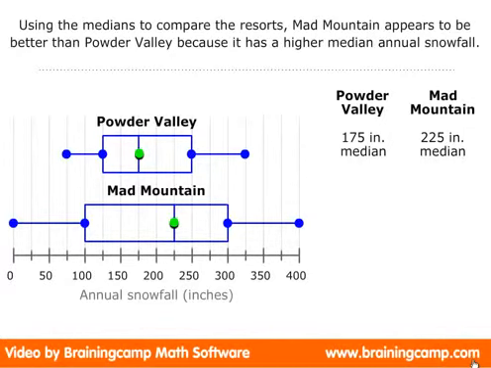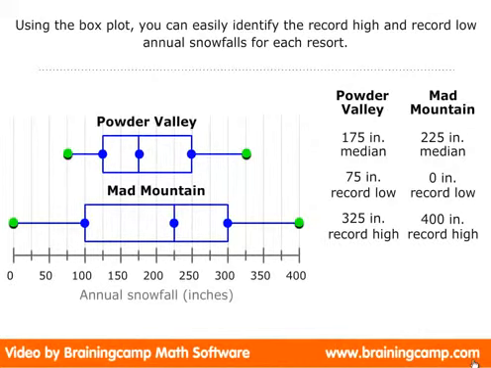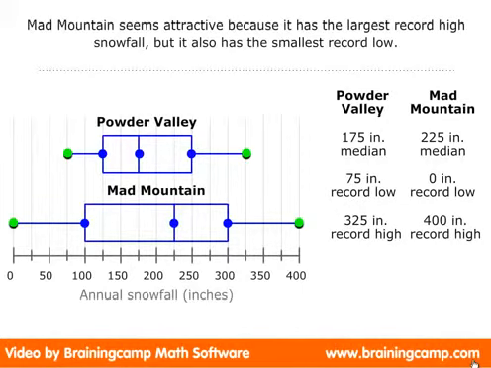Using the medians to compare the resorts, Mad Mountain appears to be better than Powder Valley because it has a higher median annual snowfall. Using the box plot, you can easily identify the record high and record low annual snowfalls for each resort. Mad Mountain seems attractive because it has the largest record high snowfall, but it also has the smallest record low.